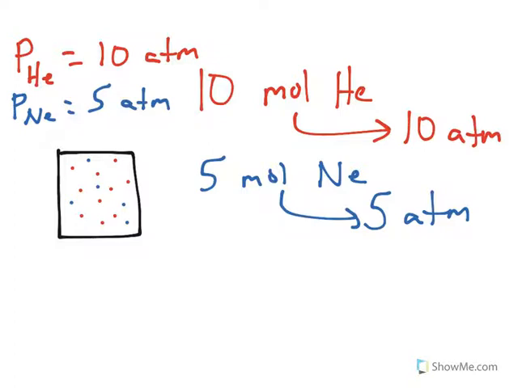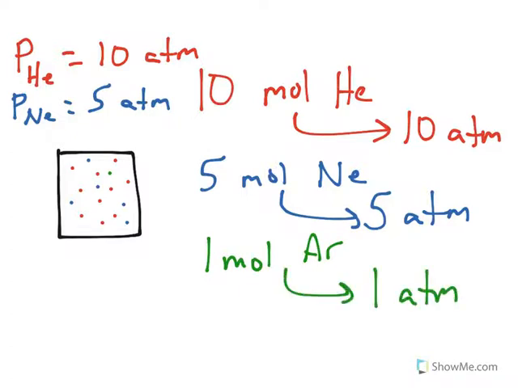And we go a little further and we could just say, let's say there's one small green dot in there, and that would be our 1 mole. Let's keep going down the noble gases. Let's say argon. 1 mole of argon. Again, it's logical that if 10 moles of helium exerted 10 atmospheres, 5 moles of neon exerted 5 atmospheres, then 1 mole of argon would exert 1 atmosphere under the same conditions. So again, we could say that the pressure of the argon then is 1 atmosphere.